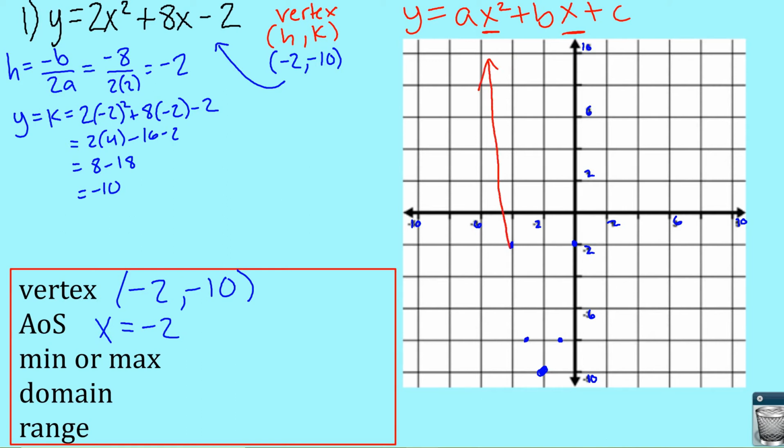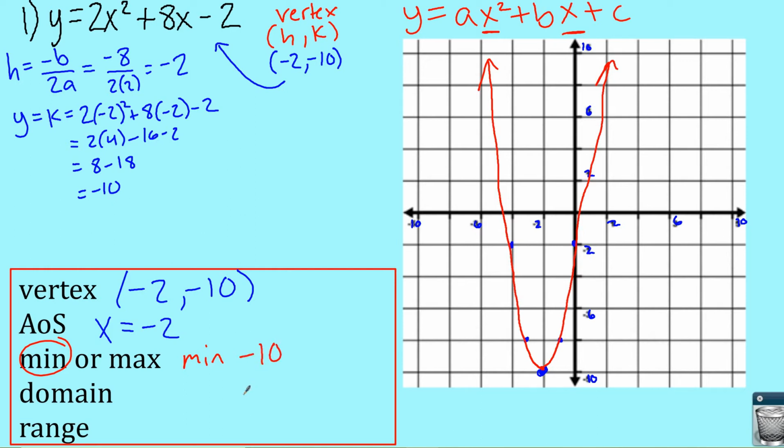I go from edge to edge, try to hit your points. Ooh, went a little off there. Okay, close enough. All right, so since it's a smiley face, it's going to be a minimum. The minimum is going to be negative 10.